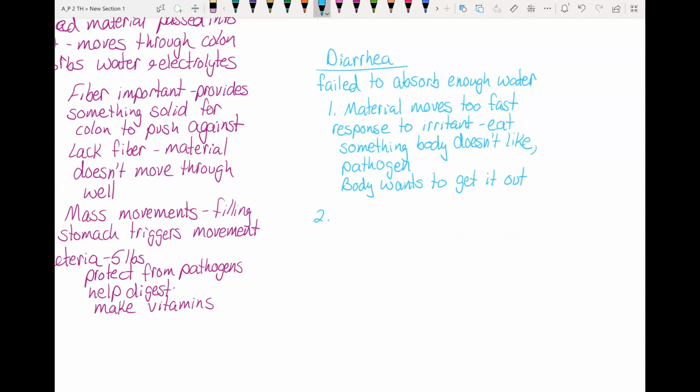The other factor is an osmotic. So think about osmosis. It's when water is attracted to something. So an osmotic attracts water. So if you eat an osmotic, then it will attract the water and keep it in your large intestine.